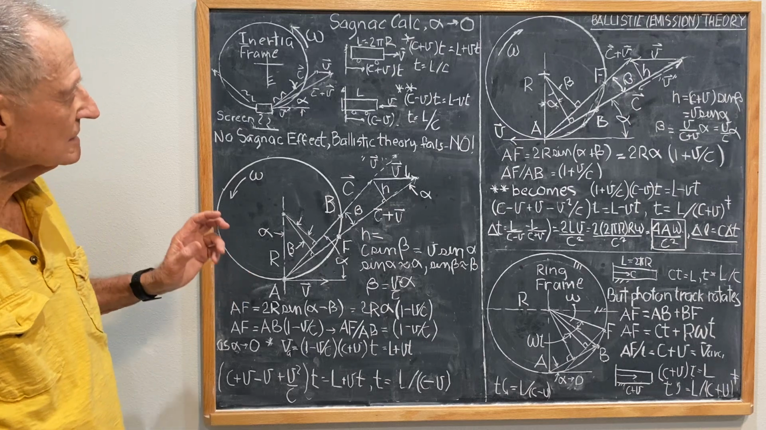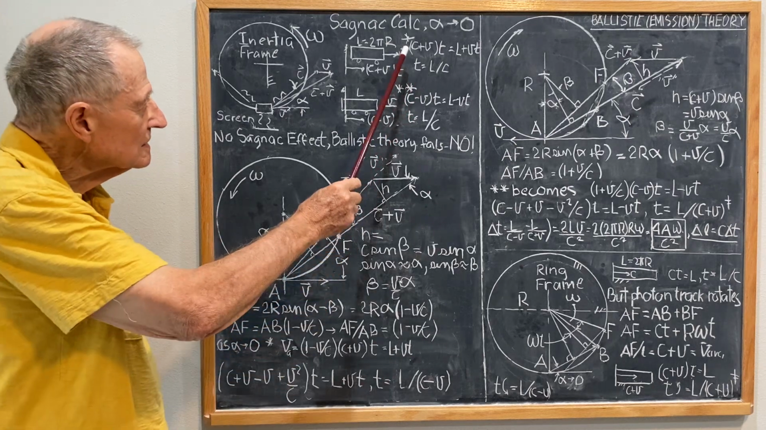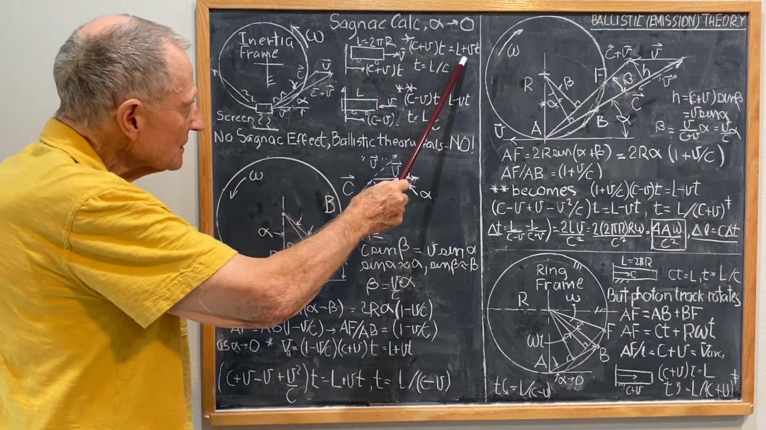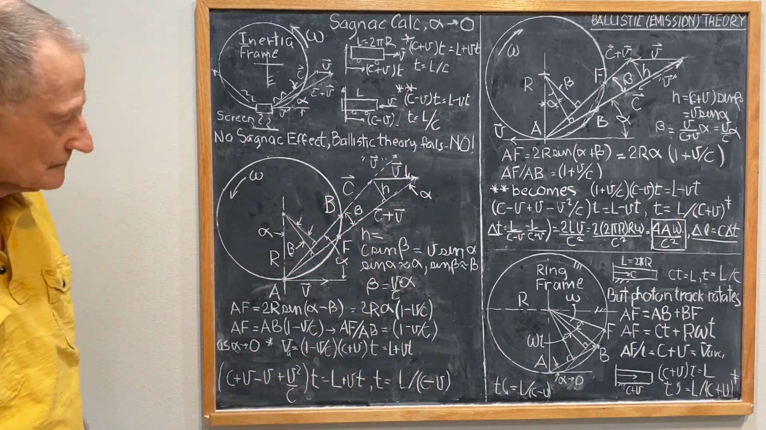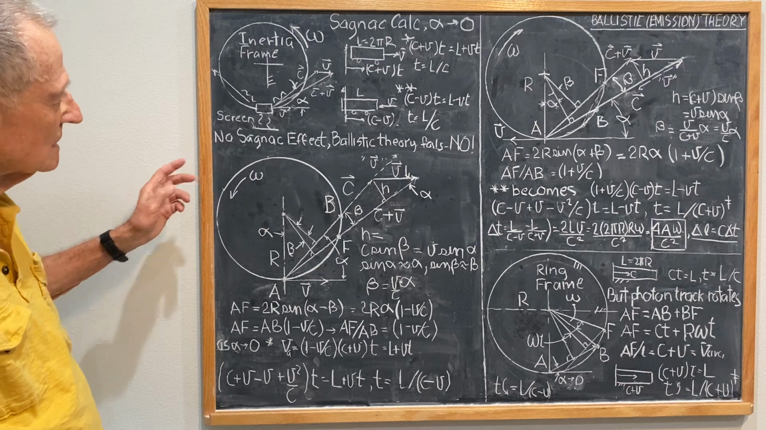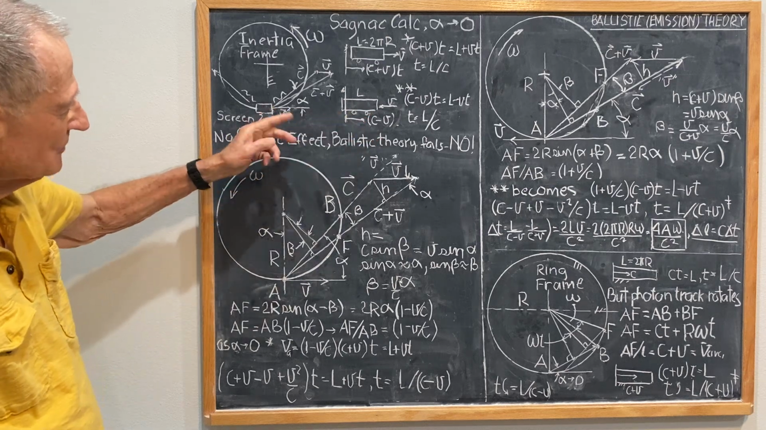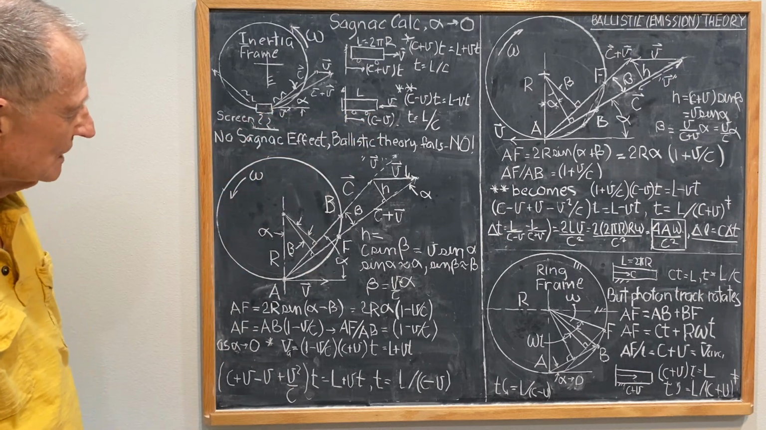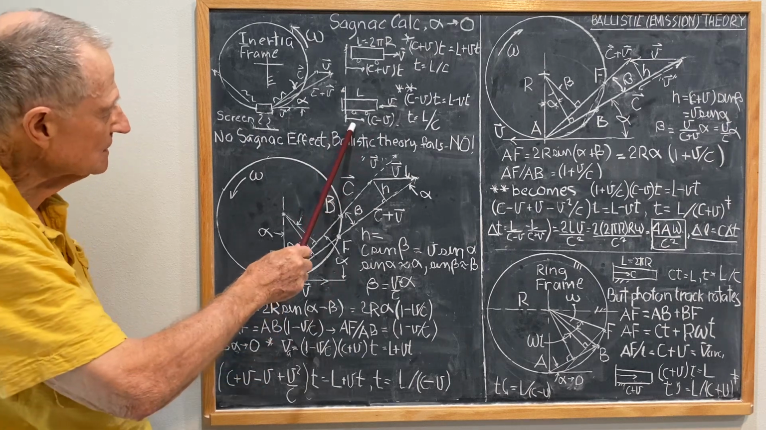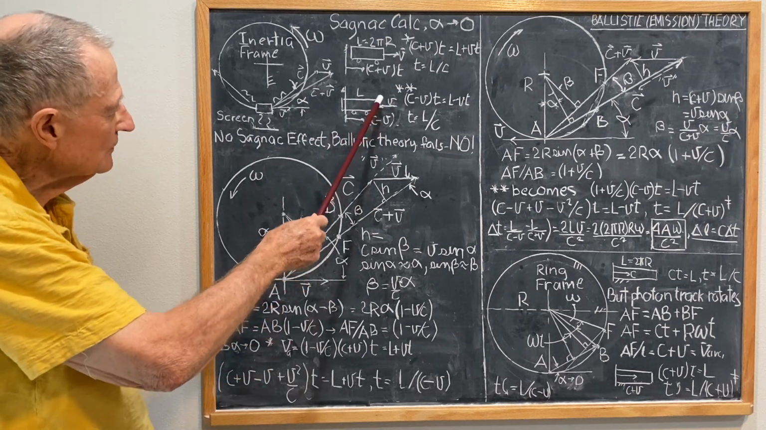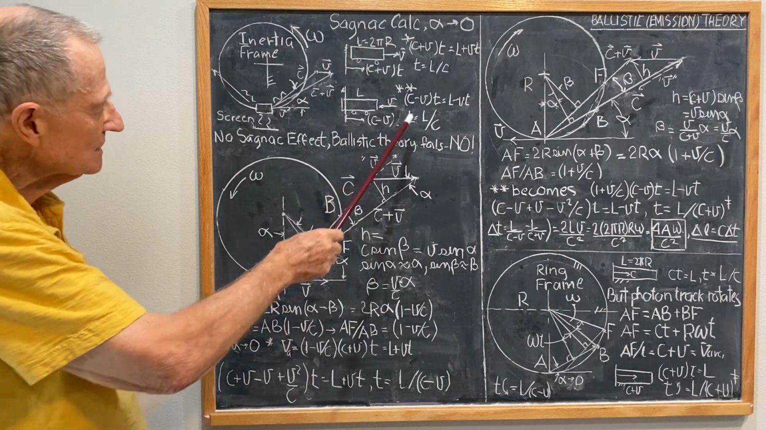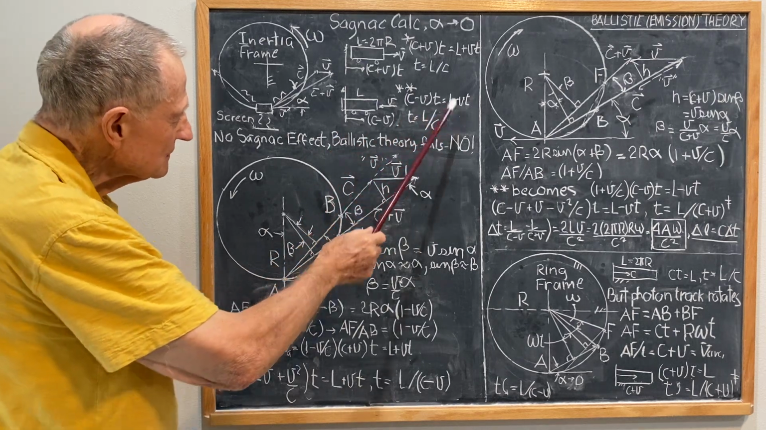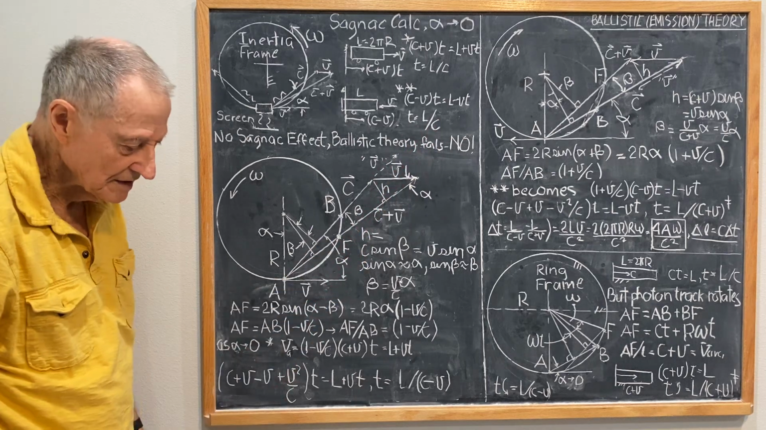And that calculation says (c plus v)t is equal to L plus vt, from which t is equal to L over c. Now, in the opposite direction, where the photon direction is opposite the ring rotation, we have the situation where v is in the opposite direction and c minus v is in that direction. Then (c minus v)t is equal to L minus vt, t equals L over c.